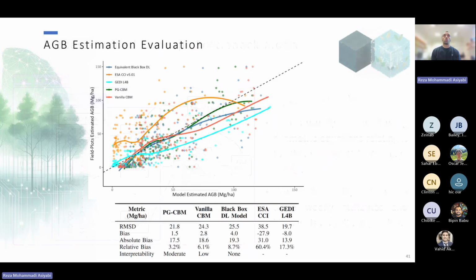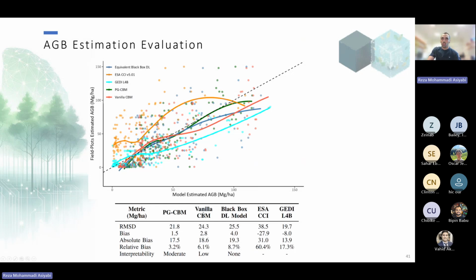And just to show some results, we have our results for some validation plots. Here we are showing model estimated AGB on the X-axis and the field estimated AGB on the Y-axis. Our results are in green with an overall bias of about 1.5 tons per hectare, which is considered better than the other models.